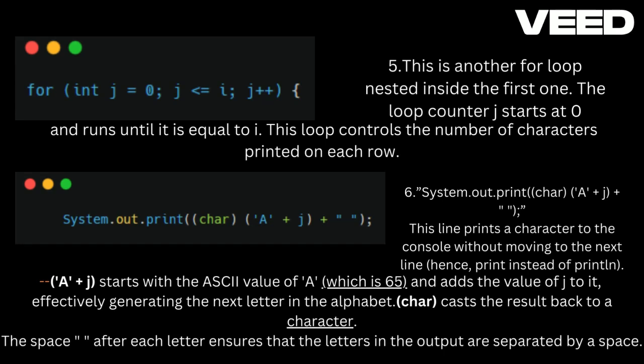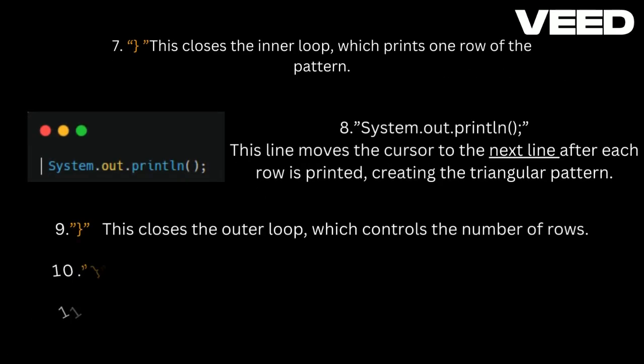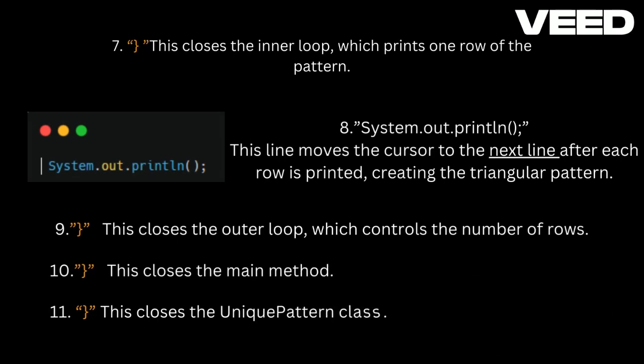Line number 5, it is another for loop, starting from j value 0 until it is equal to i. This loop controls the printing of values in each row. Inside this inner loop we have a System.out.print. Here we are using a typecast to char, and it starts with the ASCII value of A, which is 65, and in each iteration it is increased by the value of j. So next will be B, that is 66. In this way it is going to print.